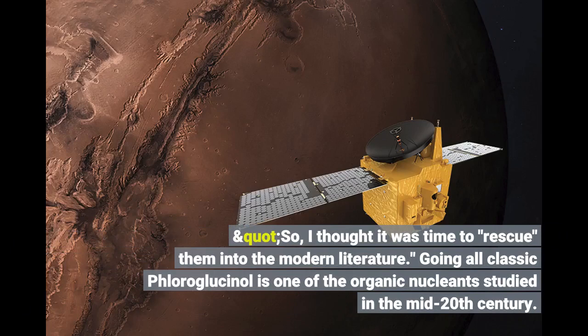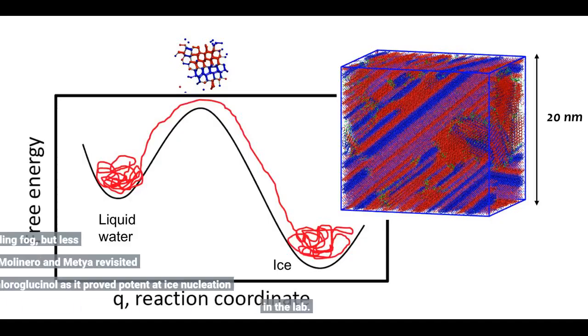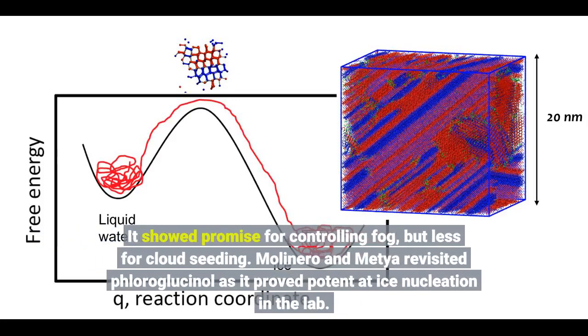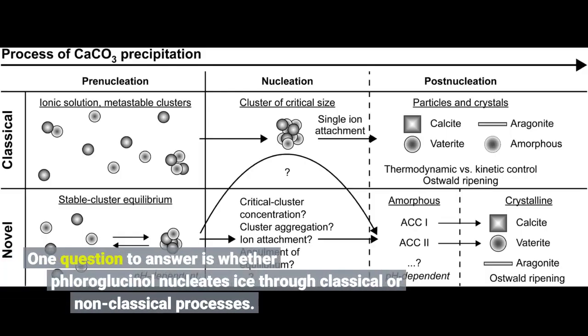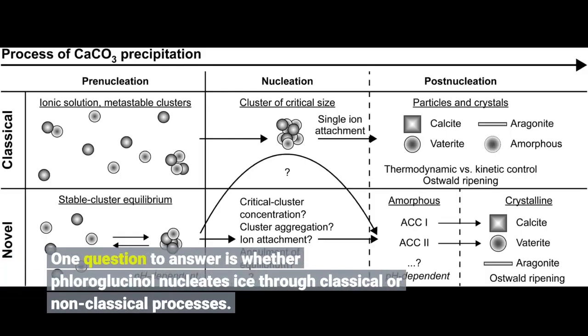Going all classic, phloroglucinol is one of the organic nucleants studied in the mid-20th century. It showed promise for controlling fog, but less for cloud seeding. Molinero and Metya revisited phloroglucinol as it proved potent at ice nucleation in the lab. One question to answer is whether phloroglucinol nucleates ice through classical or non-classical processes.